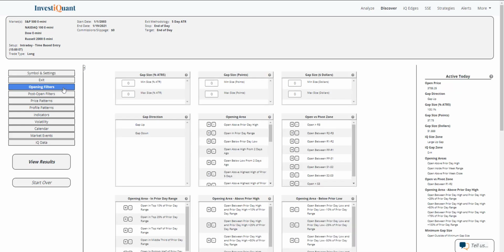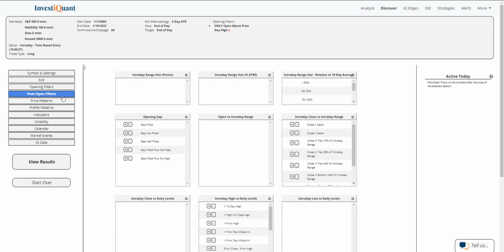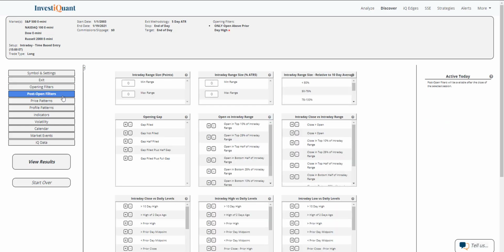I'm going to say that we opened above the prior session high. So I'm going to click right here in the opening area, equals next to open above prior day high. Then I'm going to go into the post-open filter section where I can add the price action that we are seeing develop. And the way I'm going to describe it is I'm going to say that we have not filled the gap. So we had early weakness this morning, but we never made it to the prior closing price for the session.